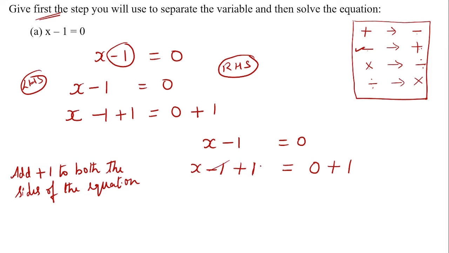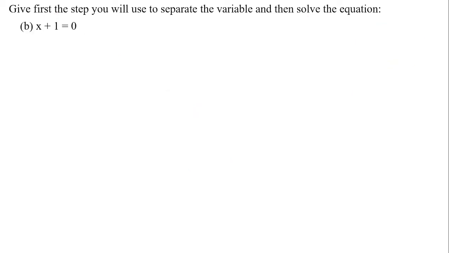So minus 1 plus 1 gets cancelled. So x is equal to 0 plus 1, which is 1. So this is how we are going to solve the equation stepwise. Okay. Let's solve the second problem.